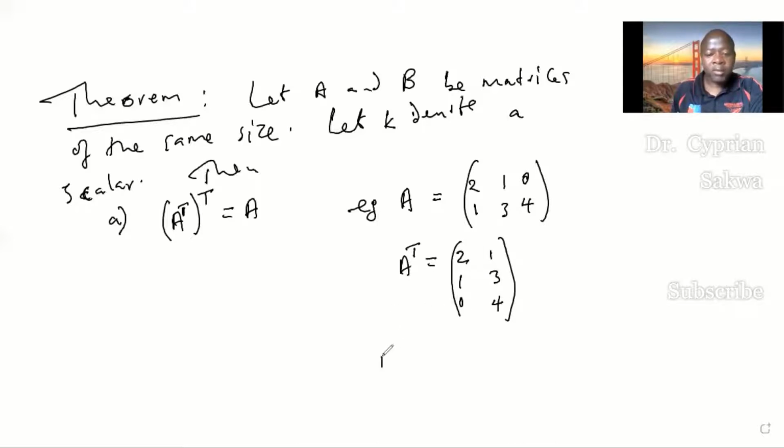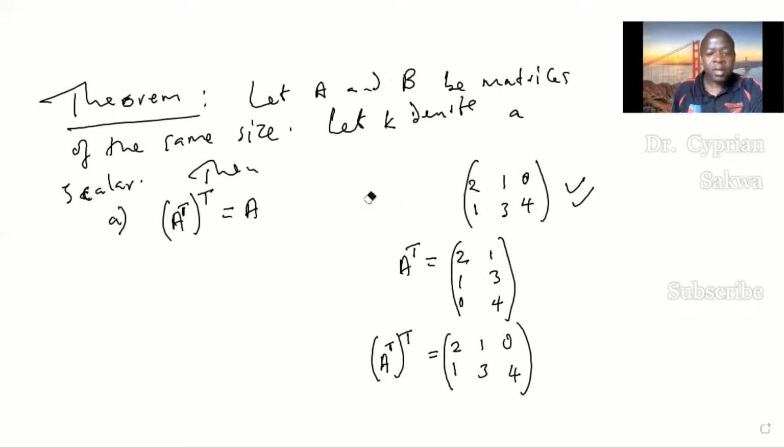What about the transpose of A transpose? So this is A transpose. The transpose of this: the first row becomes the first column, the second row becomes the second column, the third row becomes the third column. So you notice that the transpose of A transpose is A. That is what this statement says.